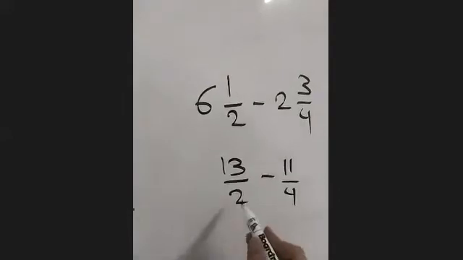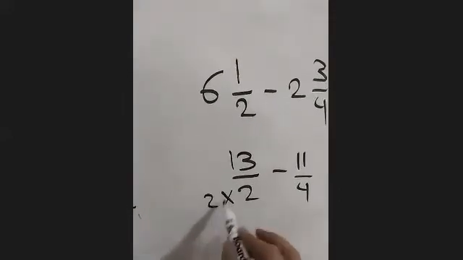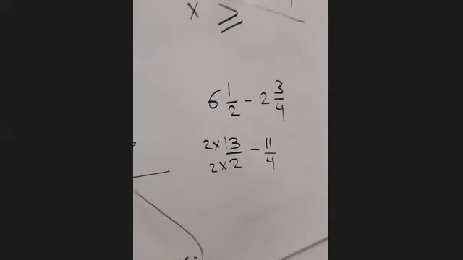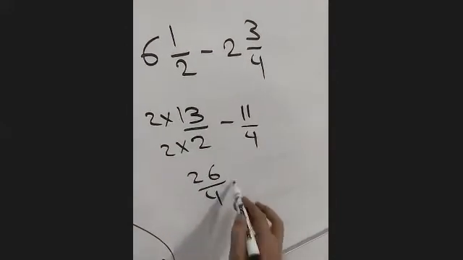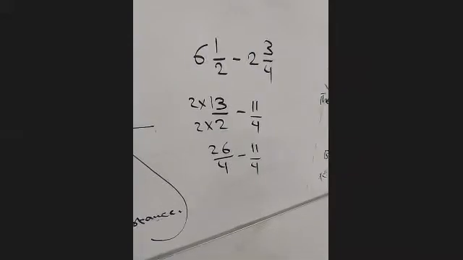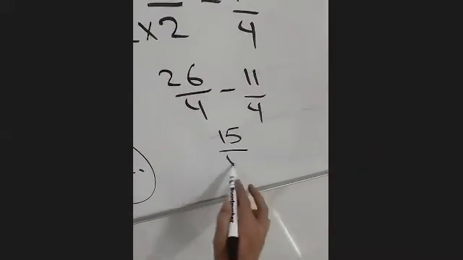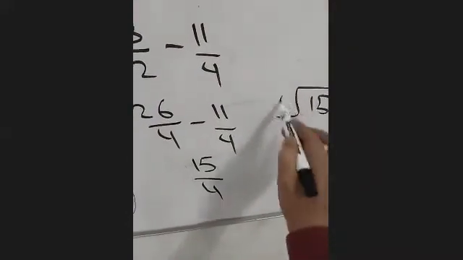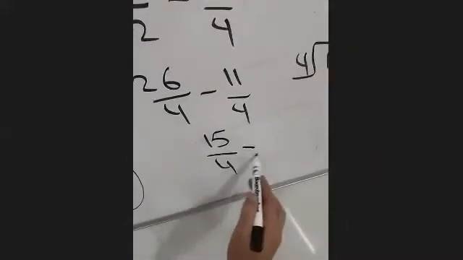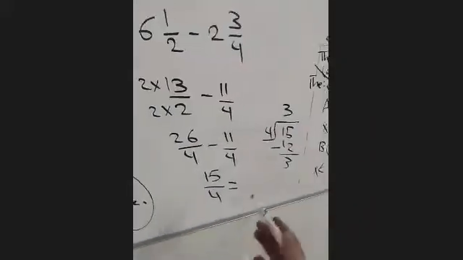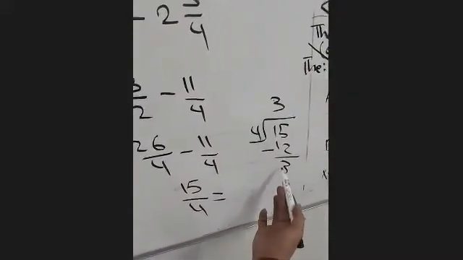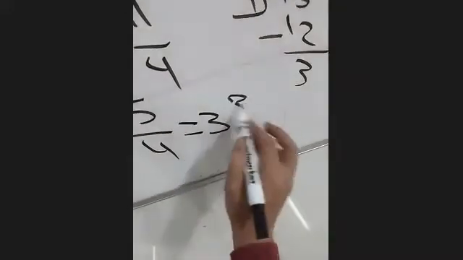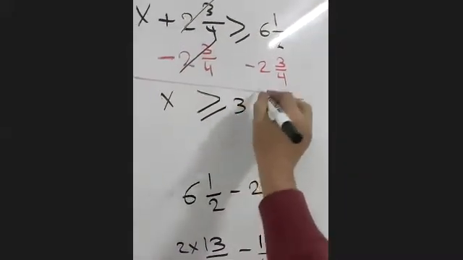I need to make 2 as 4 by multiplying up and down by 2. This will be 26 over 4 minus 11 over 4. This will be 15 over 4. Now we do long division, guys, 15 over 4, to find the answer. 3, 12, subtract, 3. So the answer is 3 and 3 over 4. I will put it here.